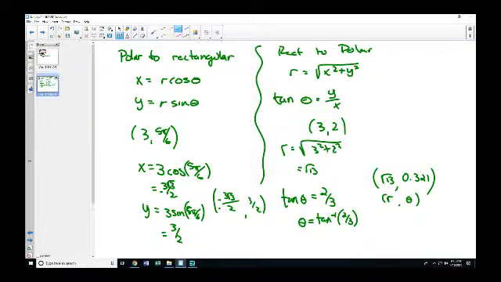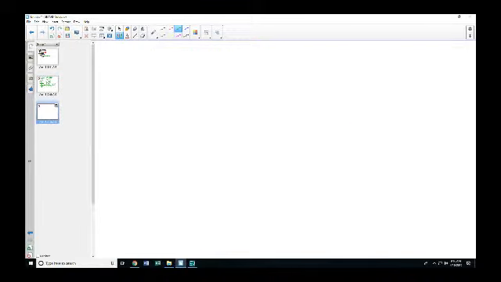So, any questions on plotting polars or exchanging rectangular to polars? Really good. Okay. I think we're good. Next: line through the origin.